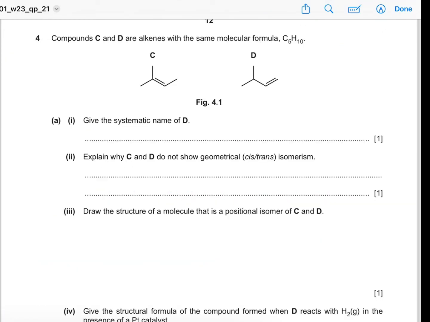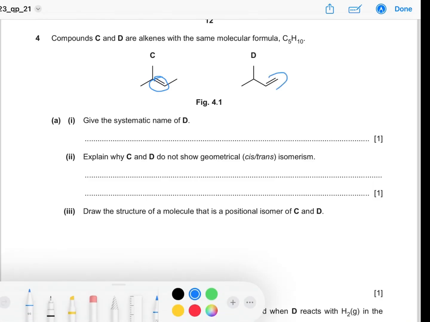Question 4. Compounds C and D are alkenes with the same molecular formula C5H10. Okay, so this is another example. They are structural isomers due to the difference in position of carbon-carbon double bond. In molecule D, the carbon-carbon double bond is between first and second carbon atoms. In molecule C, it's between the second and third carbon atoms.